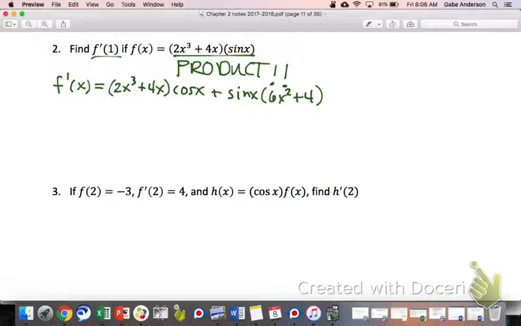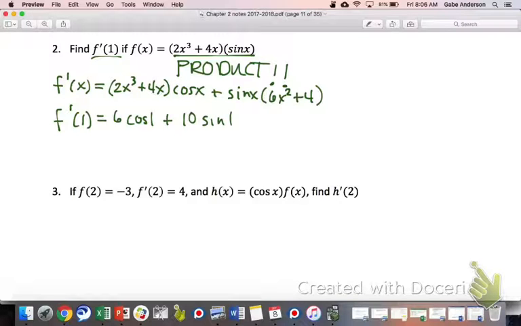But then later on, when all the ordering is different and you don't know which one came from which, identifying the product rule could be a thing that you want to pay attention to. Does that make sense? Okay. All right, so then the final step would be to plug in a 1. So when you plug in a 1, we get 2 plus 4 essentially is 6. So 6 cosine of 1. And then, of course, 6 plus 4 is 10, so it'd be plus 10 sine of 1.